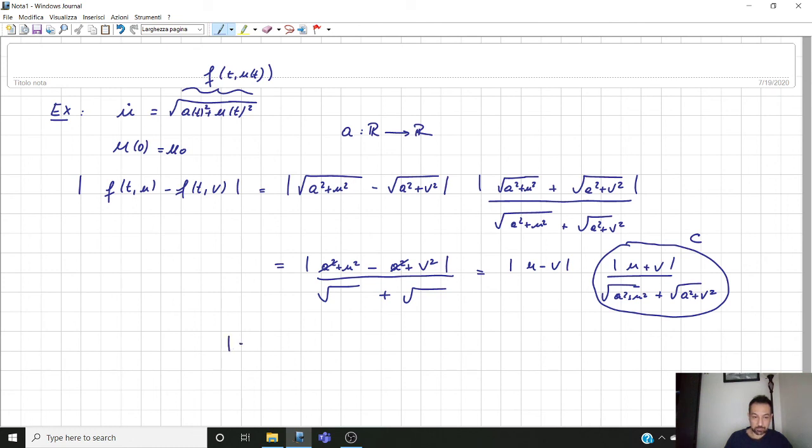So what we have is that f of t, u minus f of t, v is less than or equal to this constant C times |u minus v|, which implies that f is Lipschitz continuous. And again, the conditions of the theorem, our hypotheses, are satisfied. This will imply that we have a unique solution of the ordinary differential equation.